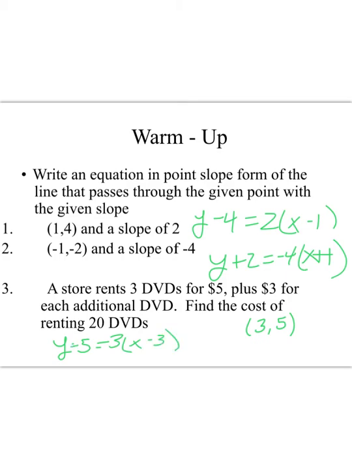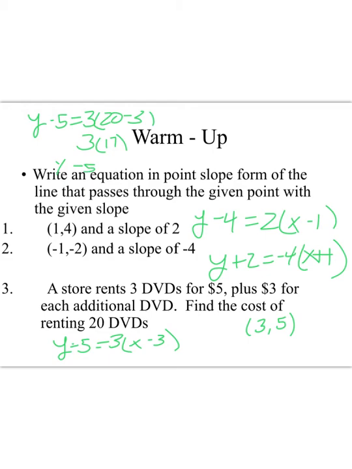And it wants to know now the cost of renting the 20 DVDs. 20 is your x value, y is your total cost. So I'm going to come up here in this top corner so I have some room. So y minus 5 equals 3 parentheses, it's going to be 20 minus 3. So that's going to be 3 times 17. 3 times 17 will give us 51.